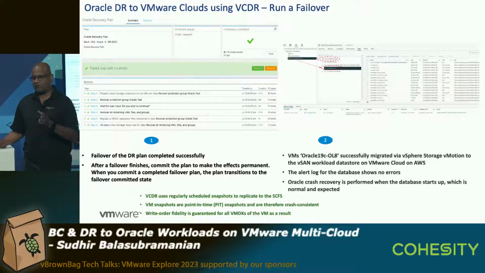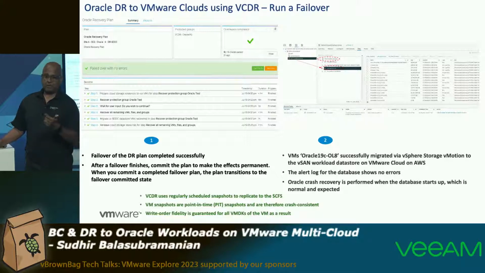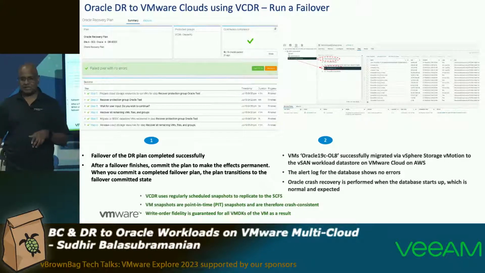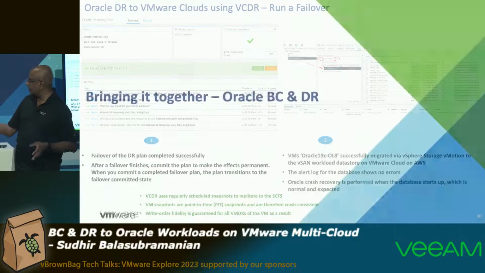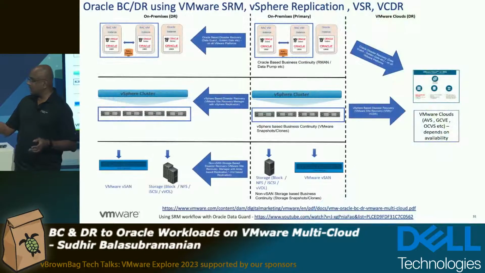Anything that uses VMware snapshots, the right order of fidelity is guaranteed, which means vSphere replication, yes. How about vCDR? Yes. Does vSphere replication do snapshot? No, it uses a lightweight delta protocol, but that's write-order consistent as well. Write order fidelity is preserved, right?